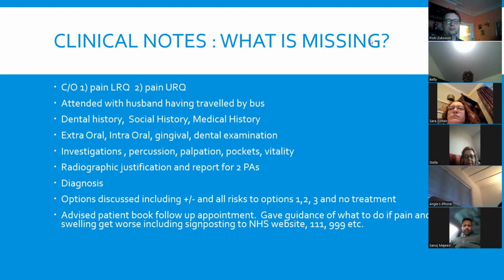Investigations, percussion, palpation, pockets, vitality testing. Radiographic justification and report for 2 separate periapicals, one at the top, one at the bottom. The diagnosis, options discussed, including the pluses and minuses of all risks. 2 options, 1, 2, and 3, and the obvious option of no treatment. Advised patient to put follow-up appointment, gave guidance as to what to do if it gets worse, or if there's a swelling or pain, and signposted to NHS website 111 909, etc.